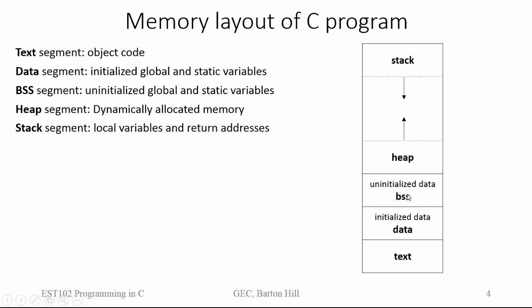And the significance of BSS segment is that all the uninitialized data stored inside BSS will have the default value 0. Then we have the heap segment inside which all the dynamically allocated memory is stored, and heap will grow upward. And then there is stack segment, all the local variables and return addresses are stored inside this stack segment, and this stack grows downwards. So once this stack grows downwards or heap grows upwards, and when these 2 points meet, then it may cause a memory overflow. So just remember the memory layout of C program. We have text segment, data segment, BSS segment, heap segment, and stack segment.